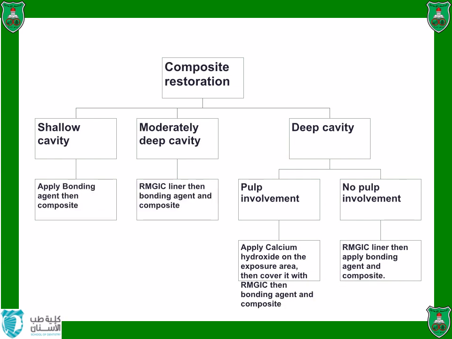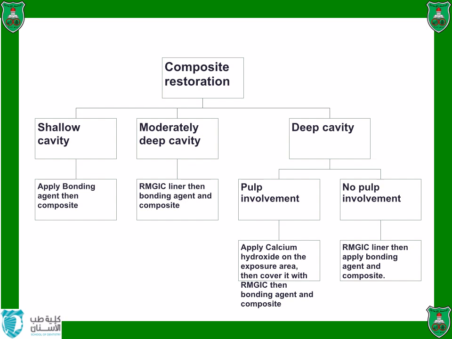Now, if we are using composite restoration in shallow cavities, usually we just apply the bonding agent that comes with the composite. In the moderately deep cavity, we can use resin-modified glass ionomer cement liner, then bonding agent and the composite. And as you remember before, we spoke about the resin-modified glass ionomer, and we said that it's the best material under composite because it has a resin part, and this resin part is exactly or close in chemical constituent to composite, so it can interact chemically with the composite. That's why it's the best material to use under composite.